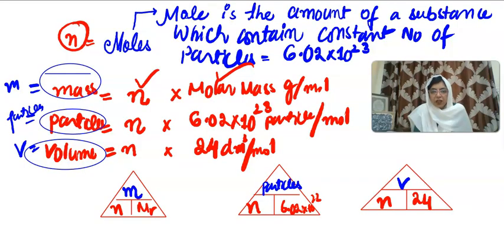Now, why is this so easy to learn? You don't have to rearrange again and again. So you can see, if you want to find mass, the formula is n × Mr. But if you want to find n, what happens? m over Mr. It is already arranged, right? If you want to find Mr, what is the formula? m over n. So you don't have to rearrange it again, or think how to rearrange. It's a ready-made easy way to learn, right?